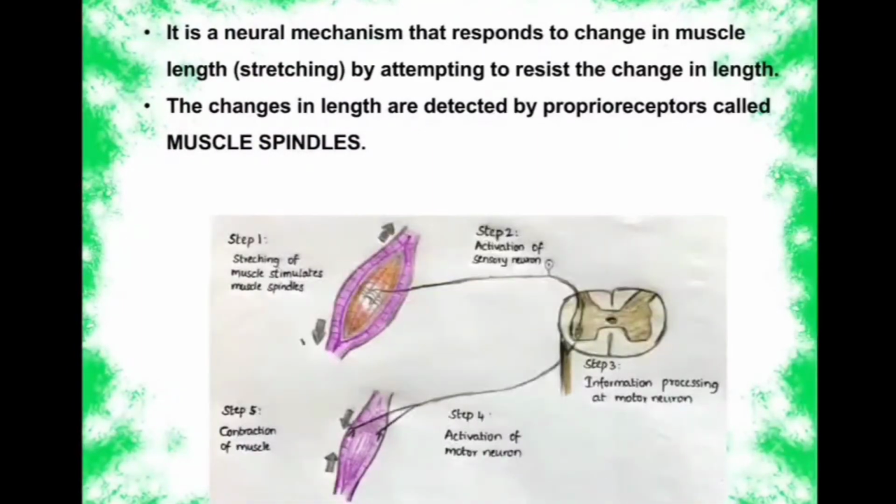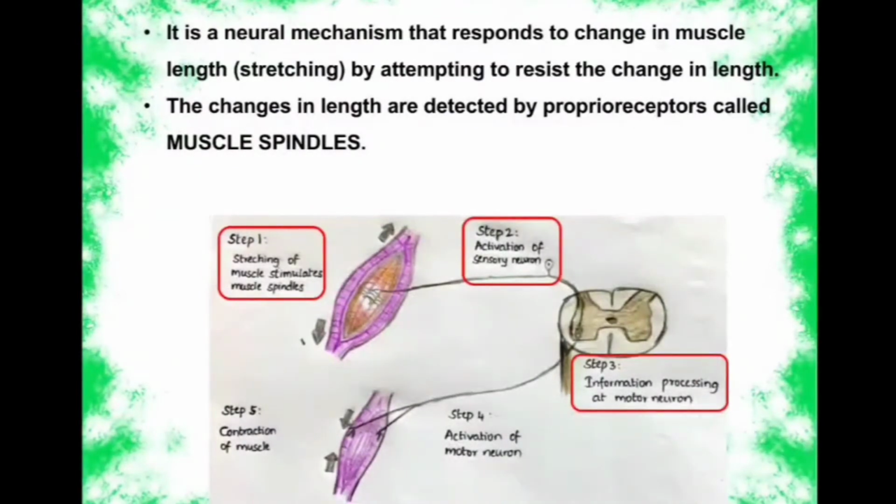And now coming to mechanism of myotactic reflex, it occurs in 5 steps. Initially, there will be stretching of muscle which stimulates muscle spindles, and this information is received from external stimuli to brain by activation of sensory neuron, and in the brain the information is processed at the motor neuron, and then the information is sent to the muscles by activation of motor neuron, leading to contraction of muscle.